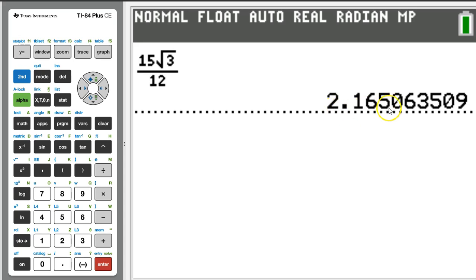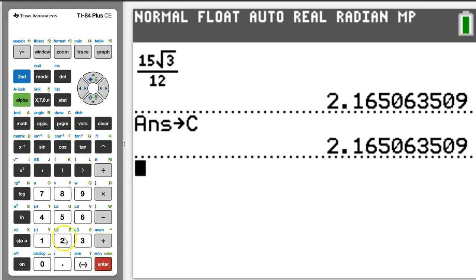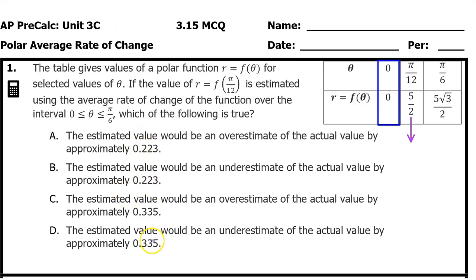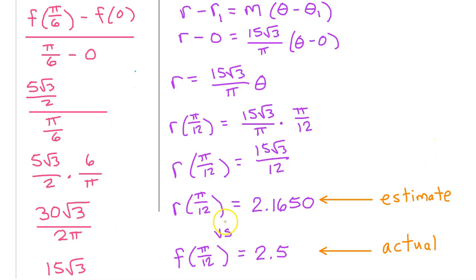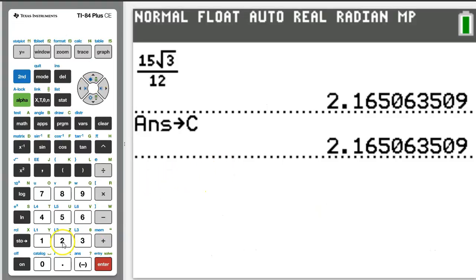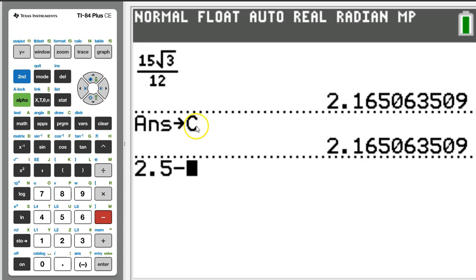To avoid losing decimal place accuracy, let's store all of these decimals into a letter on the calculator. I'm going to use letter C. Hit store and then alpha C and enter. In all of these answer choices, we are comparing our estimate to the actual value of f at pi over 12, which is 5 over 2 or 2.5. Putting the actual value side by side with our estimate, we see that we are underestimating, but by how much? We can find that difference by doing 2.5 minus the value of C.